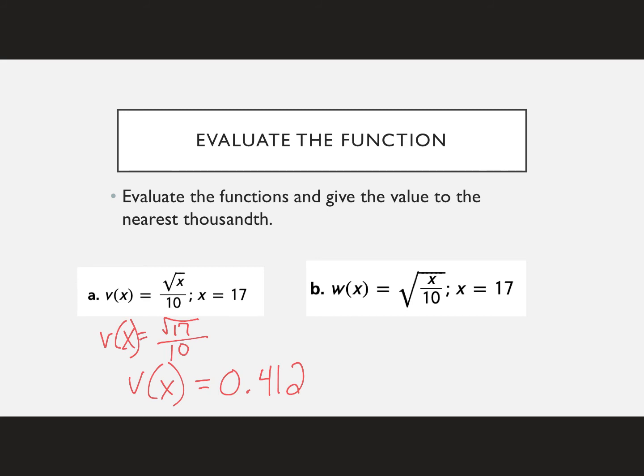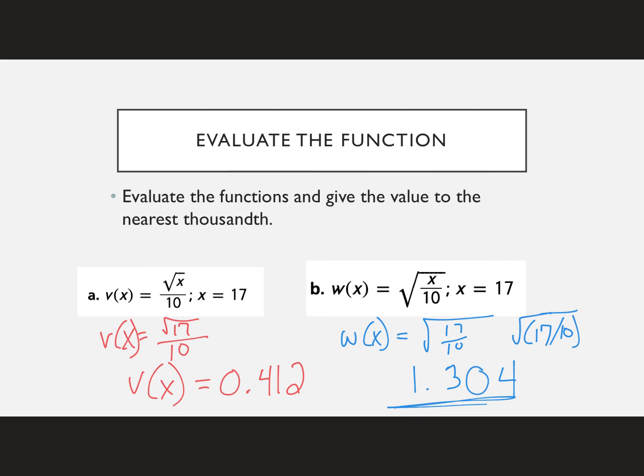Now let's come over here to function B. In this case, I have w of x equals the square root of 17 over 10. We need to make sure that when we put this in our calculator, it looks like this: square root of, and then in parentheses, 17 divided by 10. That should all be in parentheses. So make sure that when you're putting that in your calculator, you do that correctly. In that case, it gives me 1.30, it says 3038, but remember, since we're rounding to the nearest thousandth, it'll be 1.304.